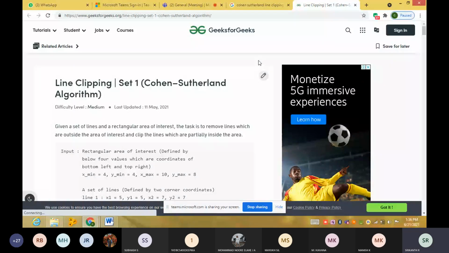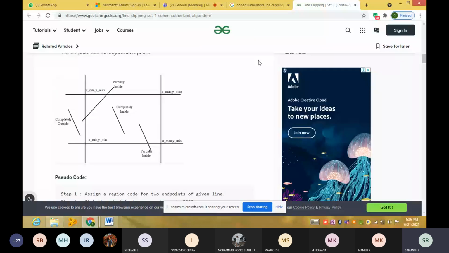See, guys, if you see this image, this rectangle is the screen. X minimum, Y minimum, X maximum, Y minimum, X maximum, Y maximum, and X minimum, Y maximum. So see, guys, there are 1, 2, 3, 4 lines. If you see these lines, one line is completely outside. One line is completely inside. One line is partially inside. One line is also partially inside.